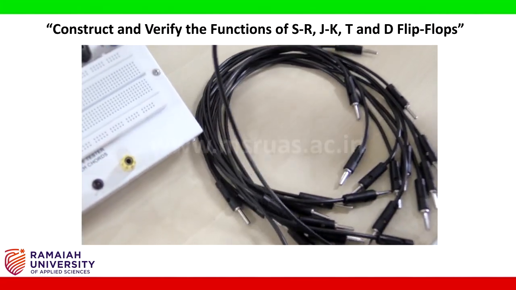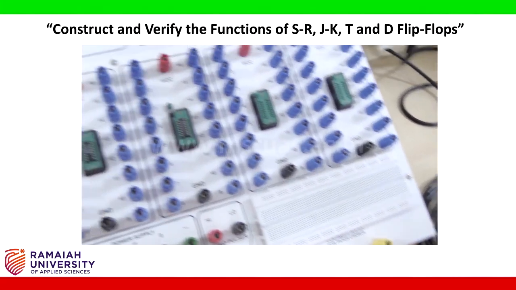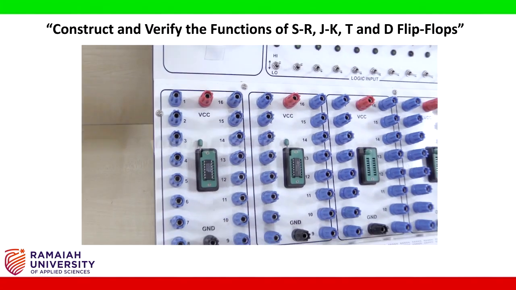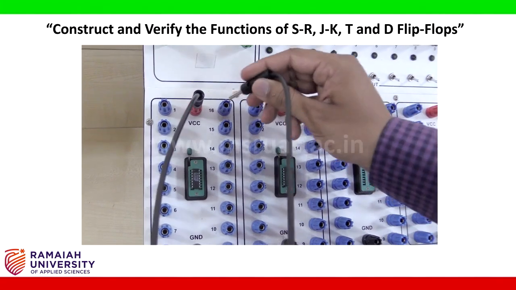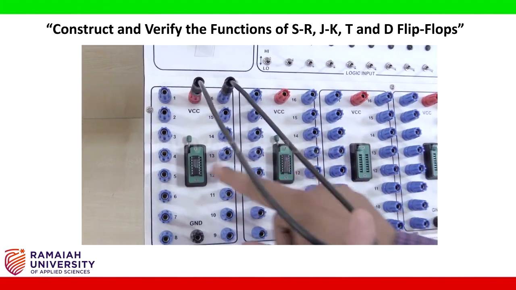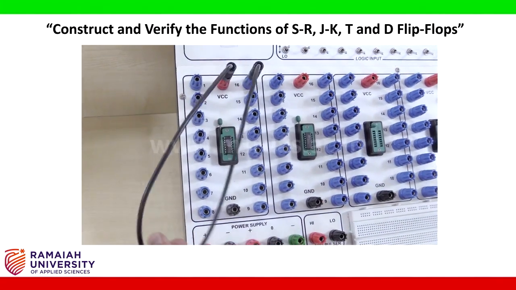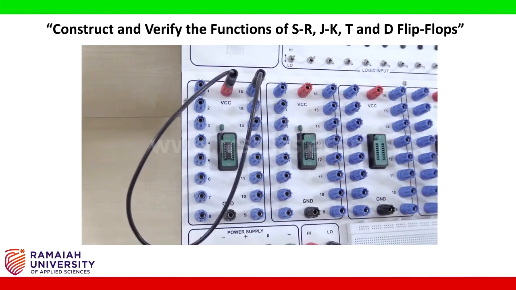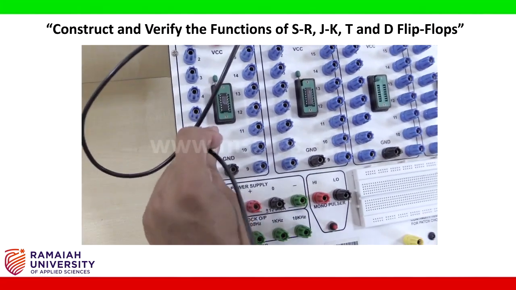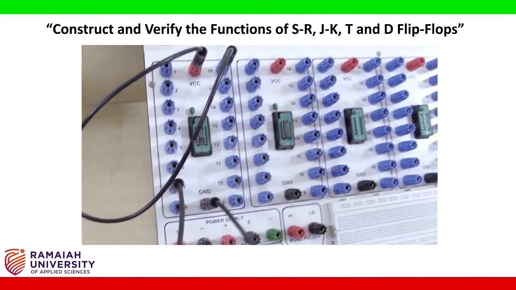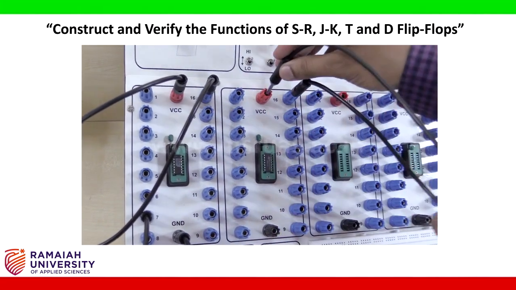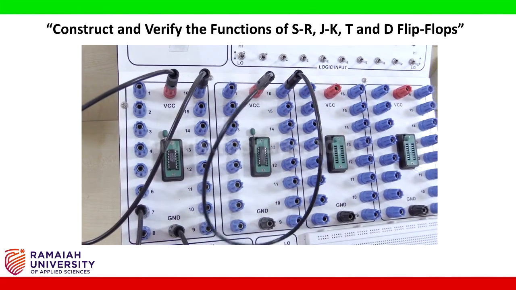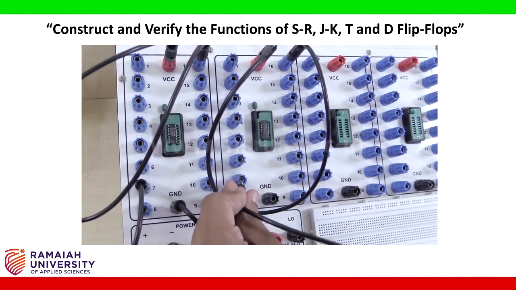So now let us connect the circuit diagram as per the logic diagram. Before connecting inputs and outputs, let us connect VCC and ground for each IC base. There are 2 IC bases where I have placed ICs. So VCC is pin number 14, pin number 7 is ground. Similarly for the second IC base, pin number 14 is VCC and pin number 7 is ground.